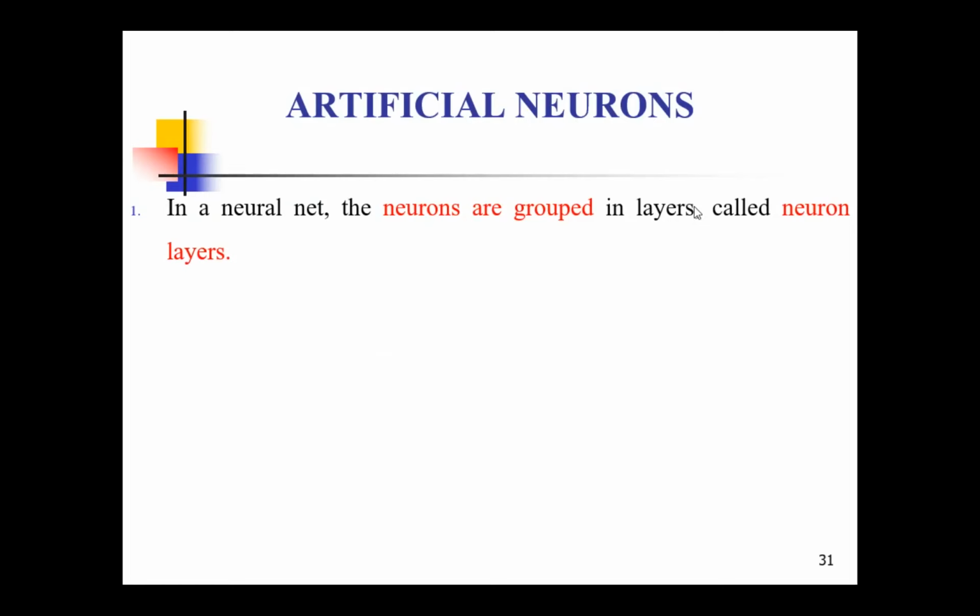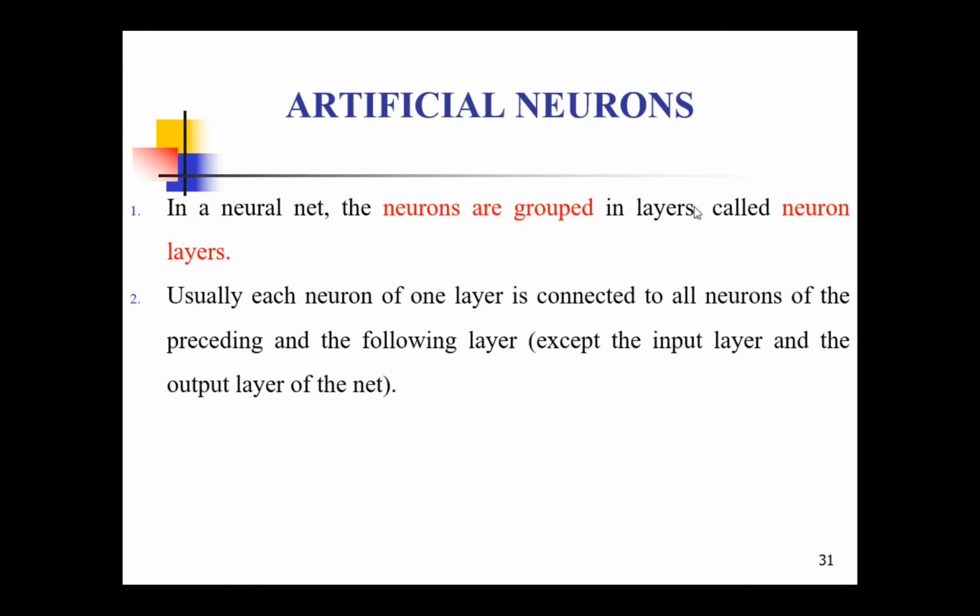So in artificial neurons, the neurons are grouped in layers. For example, the input neurons are grouped as the input layer, and the output neurons are grouped in the output layer. Generally these groups of neurons are called neuron layers. Each neuron in one layer is connected to all neurons of the preceding or the following layer.